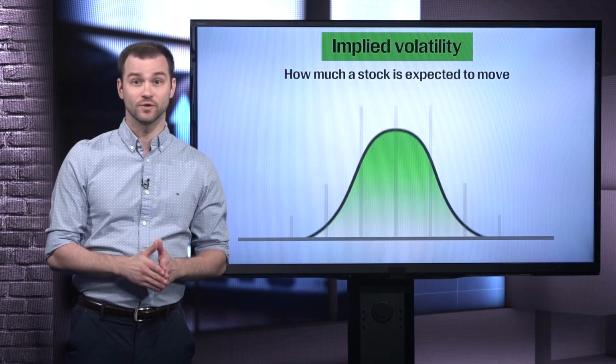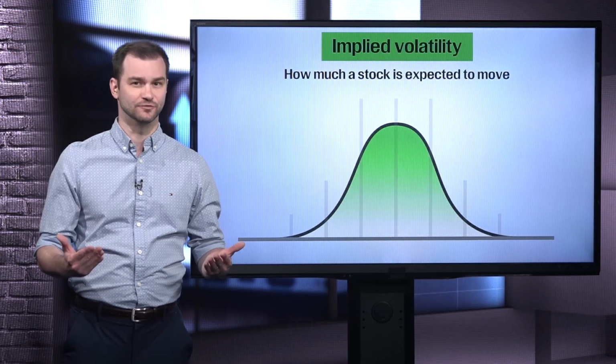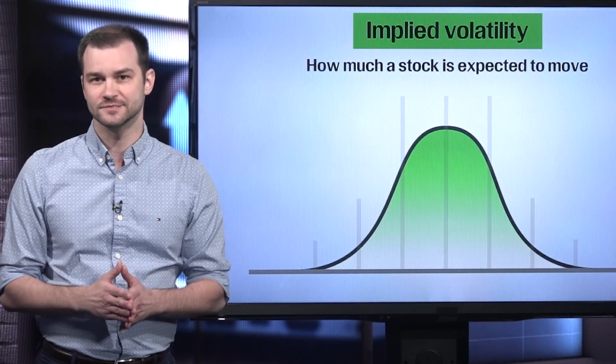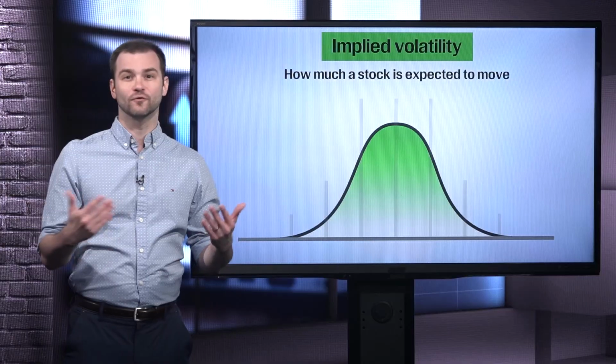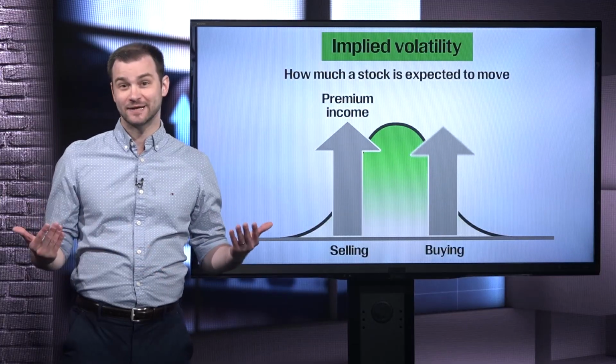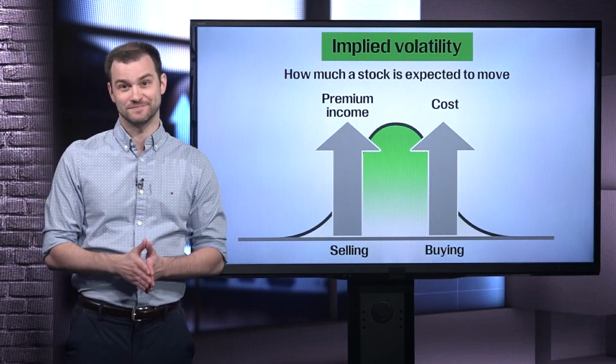A third factor to consider is implied volatility, or how much a stock is expected to move. A higher implied volatility generally means more expensive premiums, and that's not necessarily a bad thing. For example, you could pocket more income from selling options, just expect a higher bill when buying options.